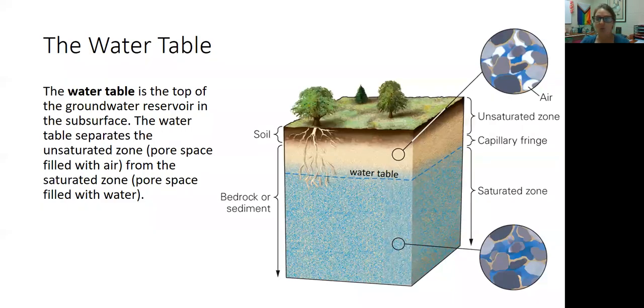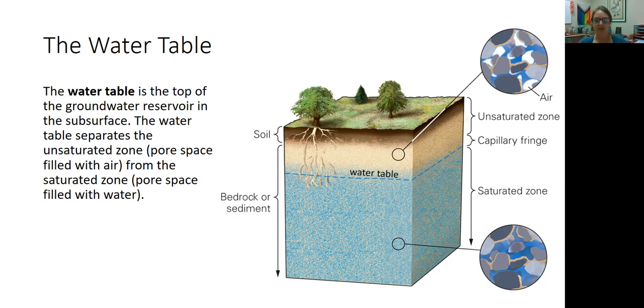You may have heard people talk about the water table before. The water table is the top of the groundwater reservoir in the subsurface, right? So it's the very top of that unconfined aquifer. And the water table is that line that separates the unsaturated zone above it, the drier sediment that still has lots of empty pore space yet to be filled with water, from the saturated zone below it, where pretty much all the pore space has been filled with water, right? It's full up. So the water table is just the height of the top of the unconfined aquifer.